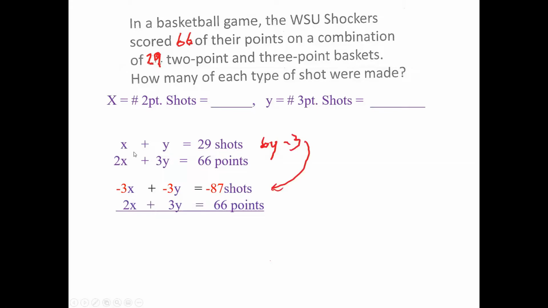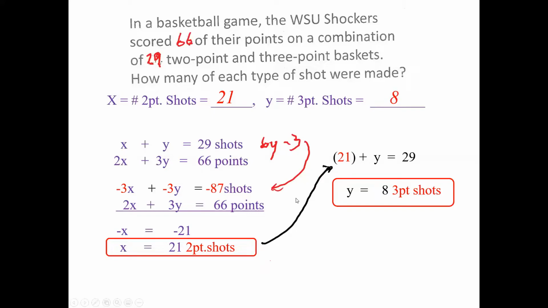To get an opposite pair, we multiply the top equation by -3. And then we add the equations, giving us an answer of 21 2-point shots. Now we're going to take that 21 and substitute it into my first equation. You see, we've got the same pattern for all 3 of these problems so far. Well, we subtract 21 on both sides and we get y equals 8 3-point shots.